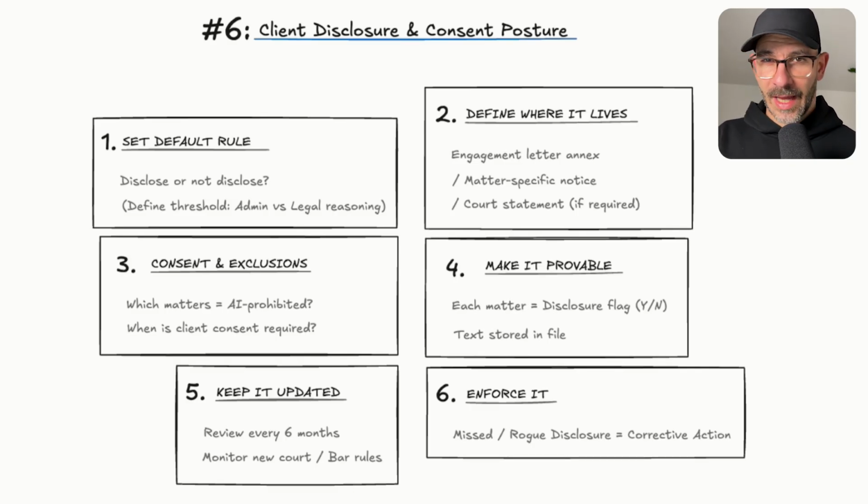And make it provable. Every matter should carry a disclosure flag, yes or no, plus the exact wording used. If you can't produce proof on request, the policy fails in practice. And finally, keep it alive. Review it every 6 months. Assign an owner to track new court rules and ethics opinions. And if disclosure is missed or ignored, the policy must spell out the consequence. Bottom line, disclosure isn't a vibe. It's a pre-decided stance, a standardized language, and evidence you can show when asked.